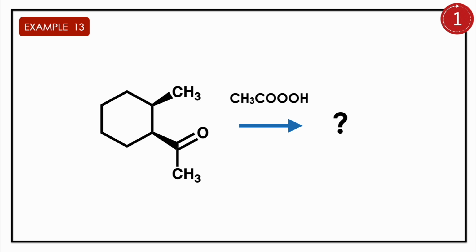Then the next example. Here you have cyclohexane and an acyl group attached there. Both are syn to each other. Methyl and acyl group are attached in the 1,2 positions. Both are syn to each other, stereochemically specified. You are using the peracid. You should find what will be the final product.